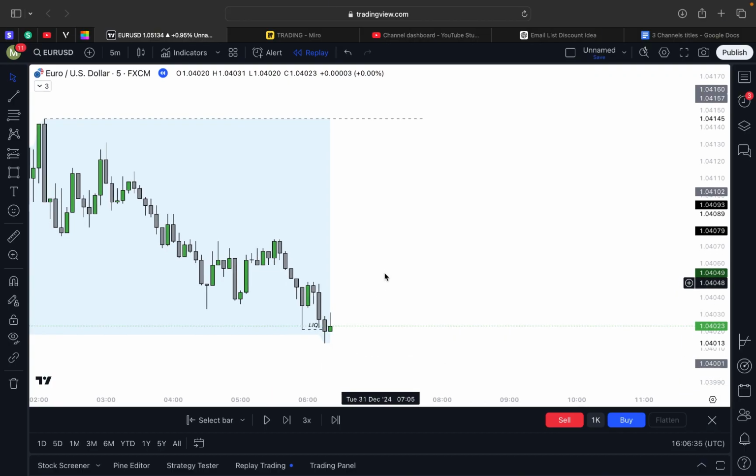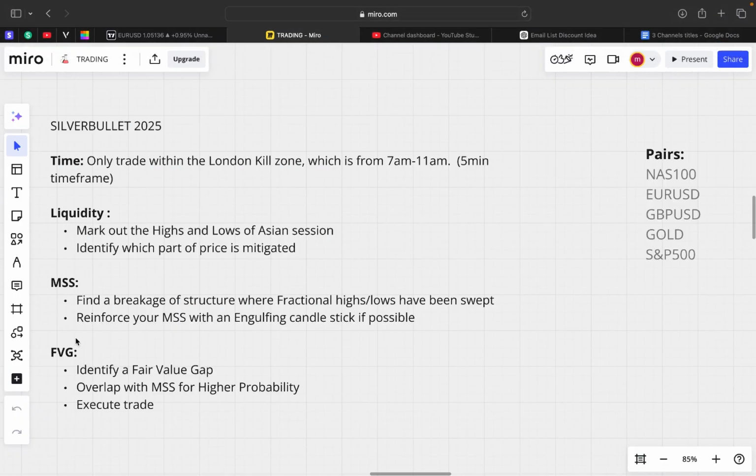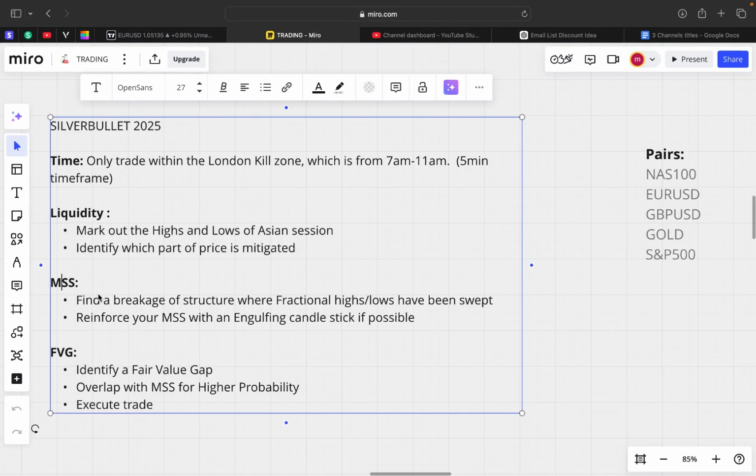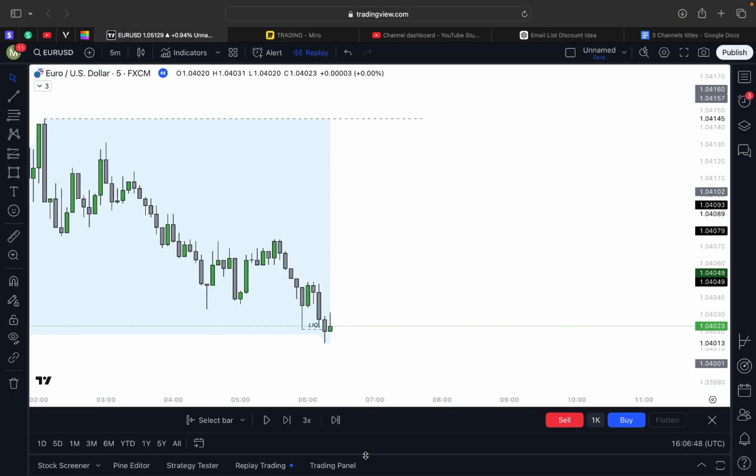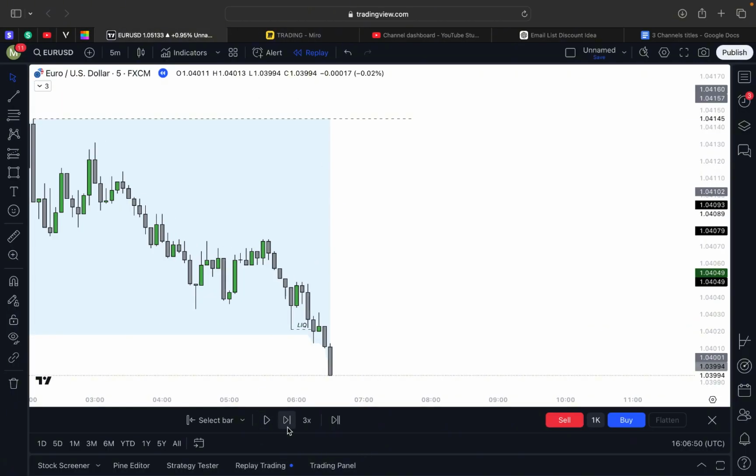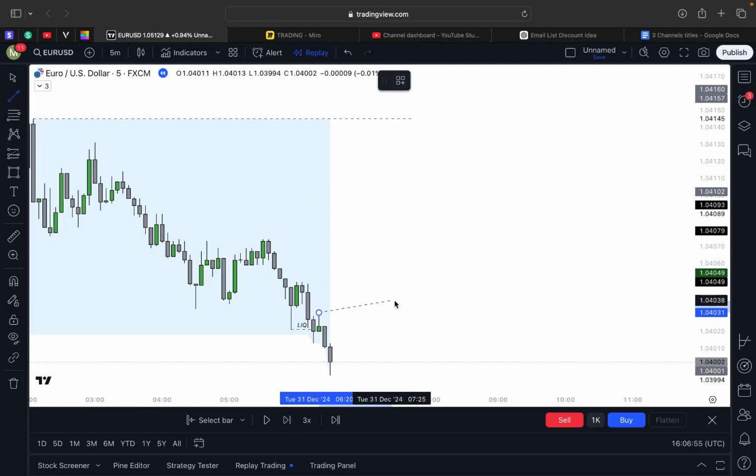Once I've got this liquidity sweep, all I need to do is find a market structure shift. You can see it's written right there. You need to find the break of structure where fractal highs and lows have been swept. So now all I'm going to do is play price forward, try to find the break of structure, and we can see from here the most recent fractal high is this right here.